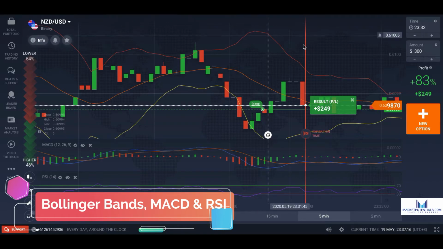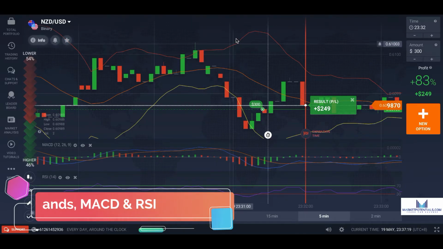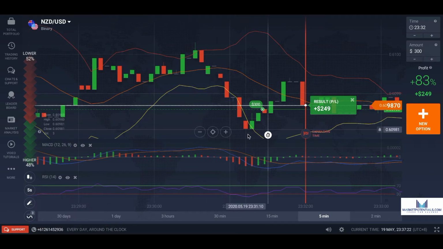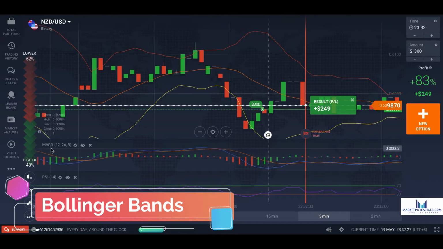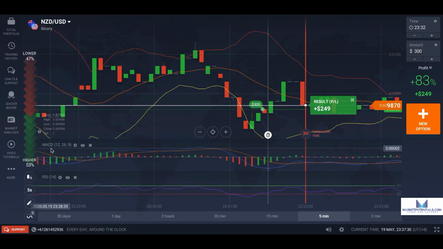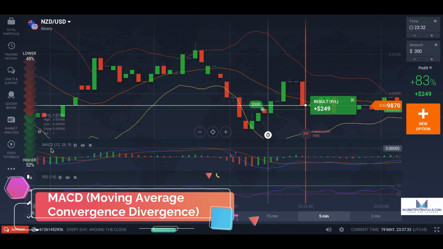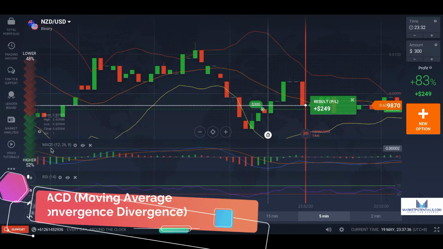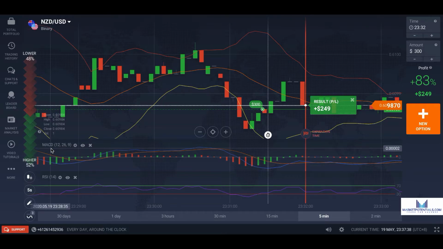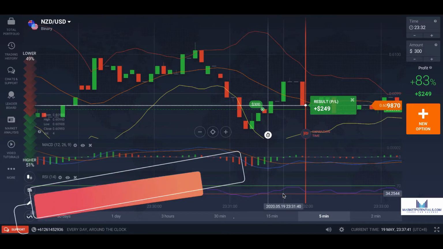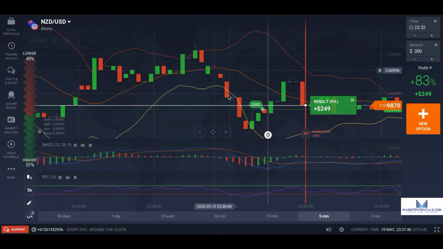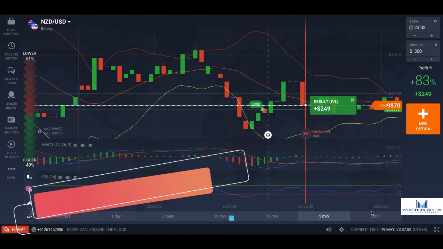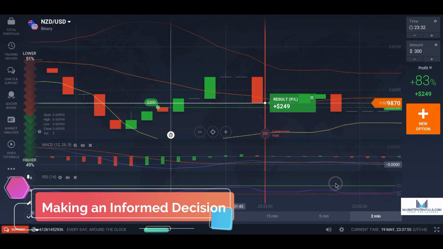Now on the screen, the Bollinger Bands form a band of trading. Basically the top is the red line and the bottom is the yellow line. The orange is the median line. And this is the MACD, otherwise known as the Moving Average Convergence Divergence. Don't worry, it's a mouthful, but all you really need to know is that it tells you when a chart is weakening or strengthening. The relative strength indicator is very similar. I use both of these indicators combined with the Bollinger Bands and the candlesticks to make an informed decision on the direction of the trade.